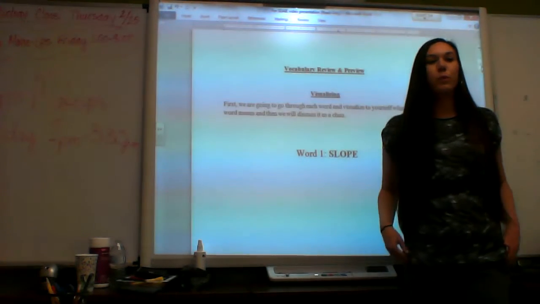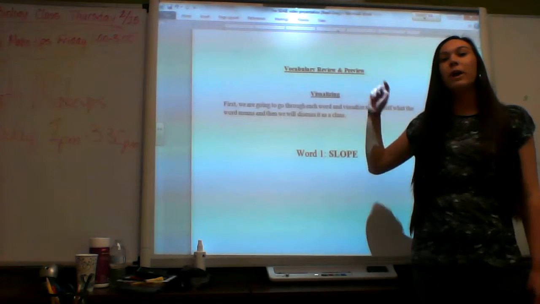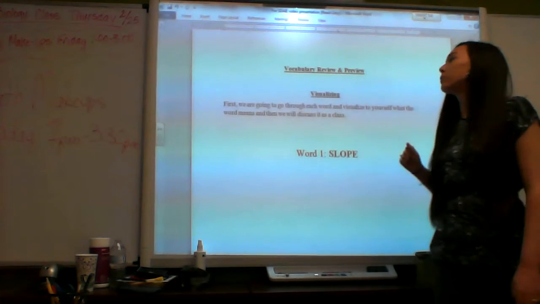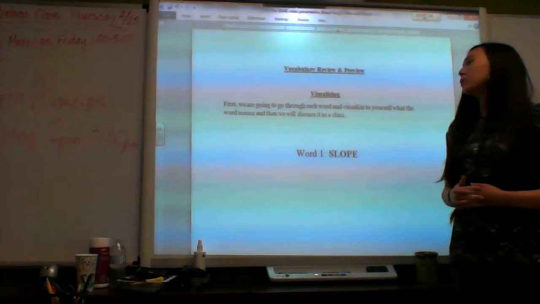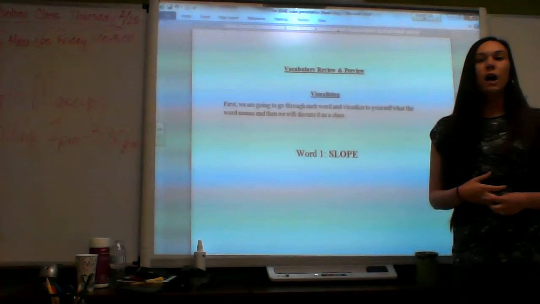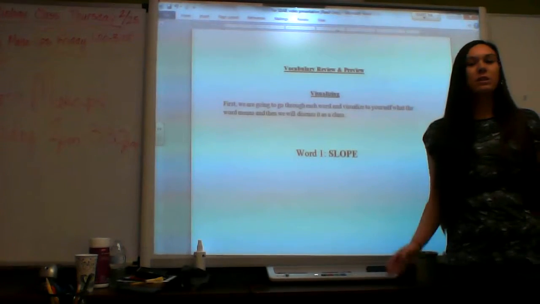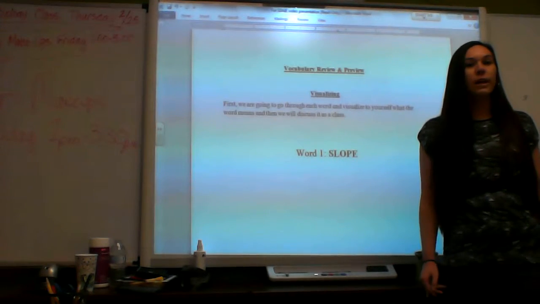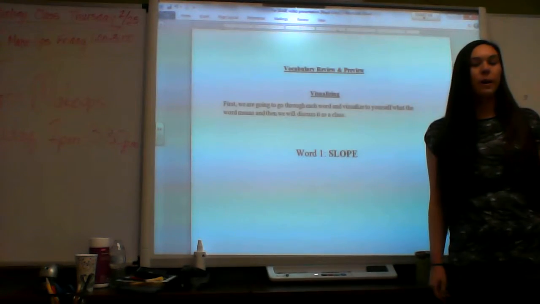So these are both pre-reading strategies. First we're going to do a vocab review and preview. We're going to go through each word and you're going to visualize to yourself what you think that word means. We have previously learned all these words, so just take a few minutes to visualize and then we'll go over it together. The first word is slope. Just think about what that means.